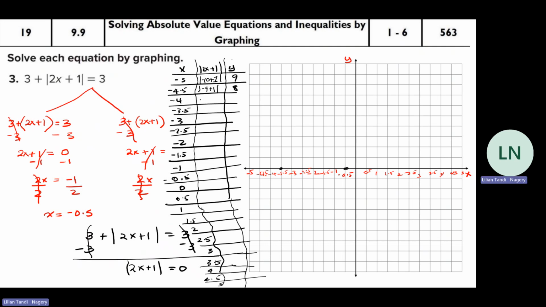4 times 2 is 8, so negative 8 plus 1 is negative 7. So this should be 7. This is 7, negative plus 1 is negative 6, so this is 6. 3 times 2 is 6, but negative plus 1 is negative 5. So this is 5. This is 5, but negative plus 1 is 4.